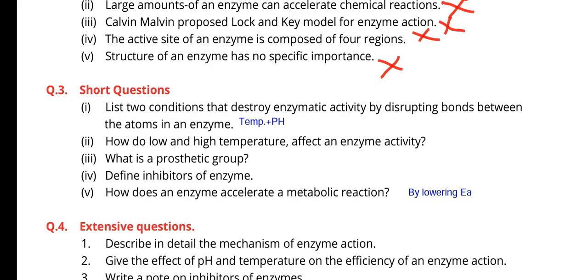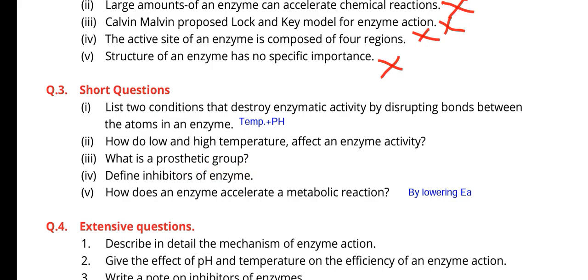If the non-protein part is attached loosely, and if it is organic, it will be the coenzyme, like NAD, and if it is inorganic, it is called the activator, for example magnesium, copper and all the metal ions. So define inhibitor of the enzyme.